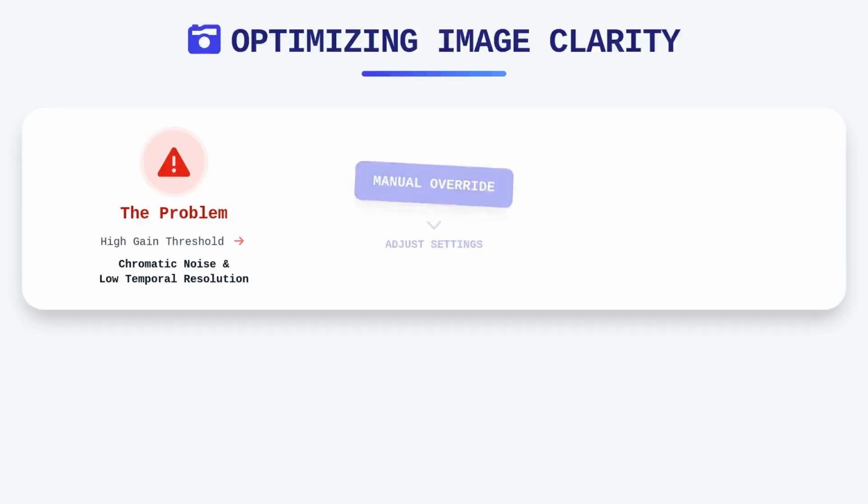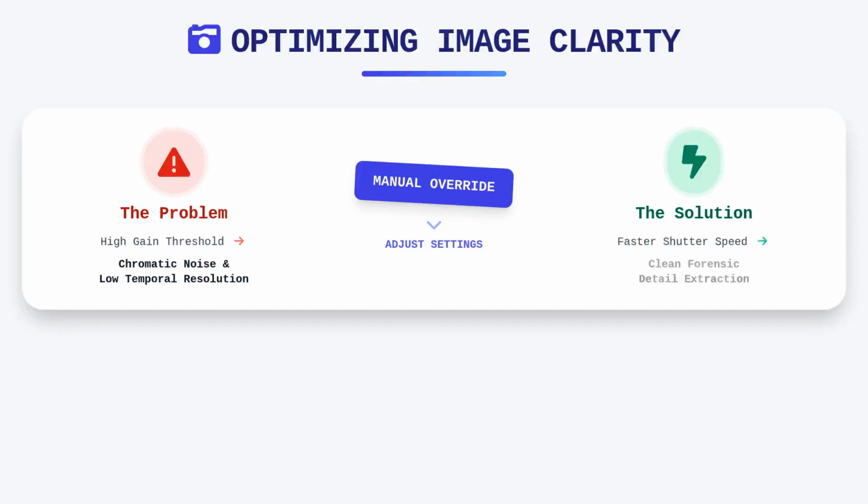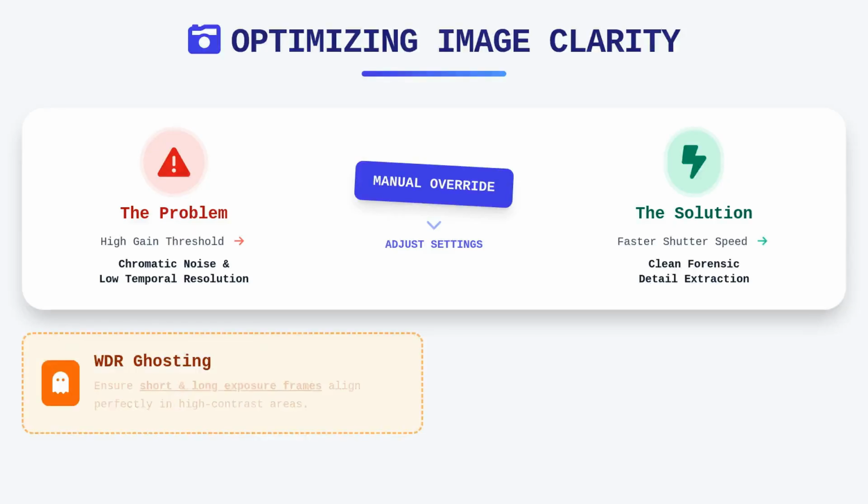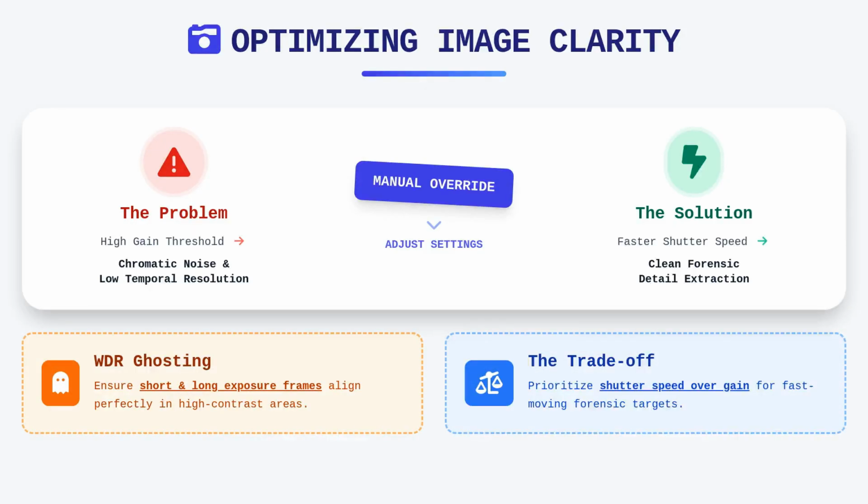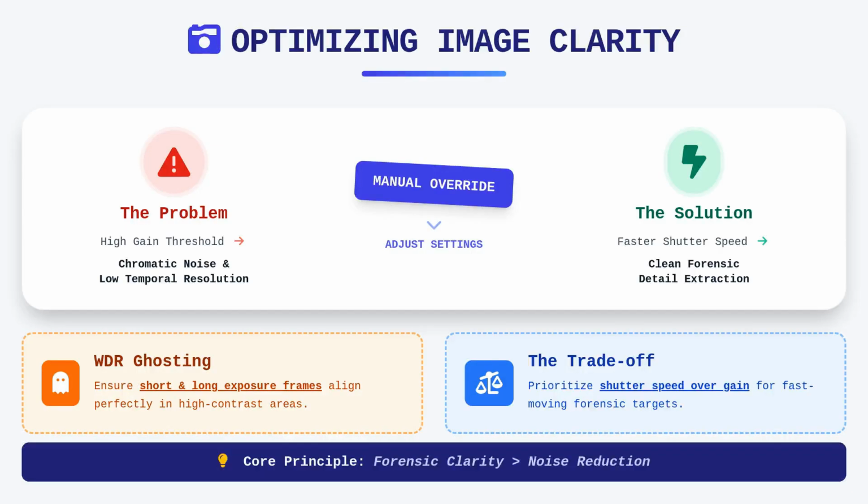You should manually override the exposure settings to prioritize a faster shutter speed if capturing fast-moving subjects is the primary operational requirement. While this necessarily increases sensor gain, it allows for a cleaner extraction of forensic details compared to a blurry image. Always verify that your WDR settings are not inducing ghosting artifacts, as these are often caused by the camera failing to align the short and long exposure frames effectively in high-contrast environments.